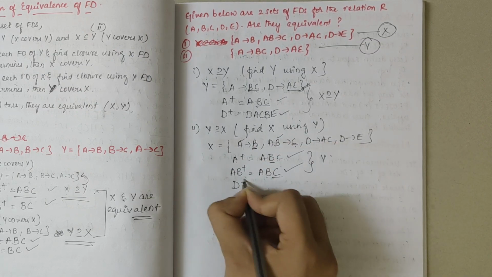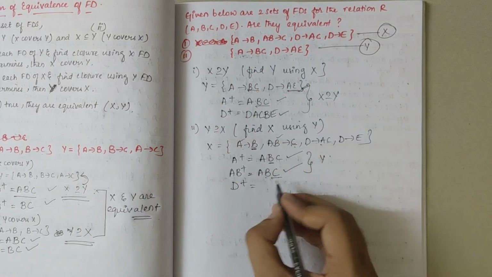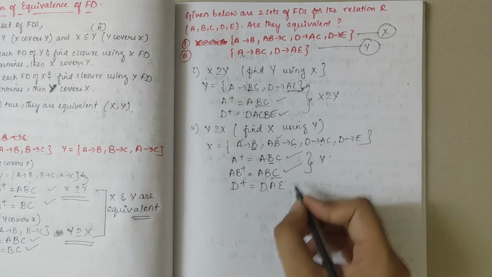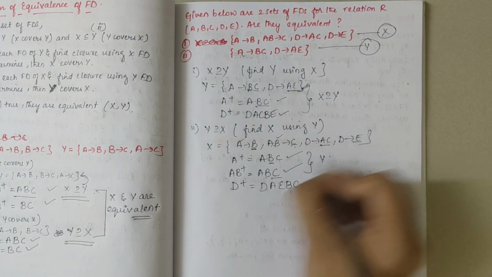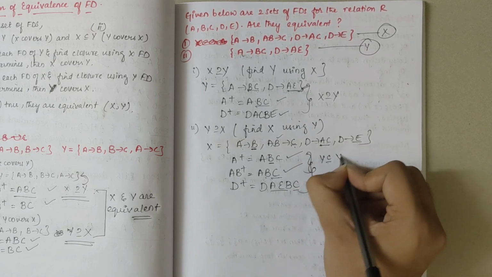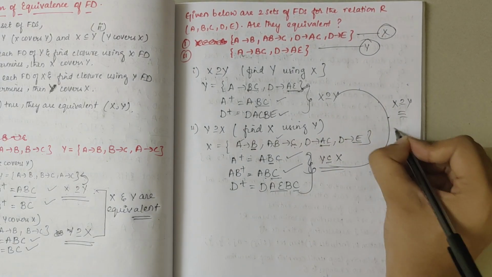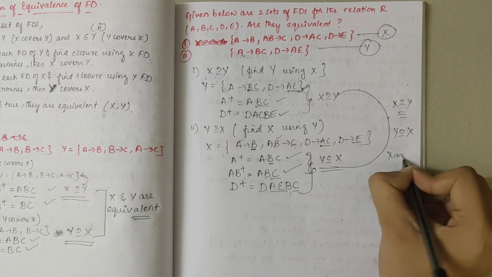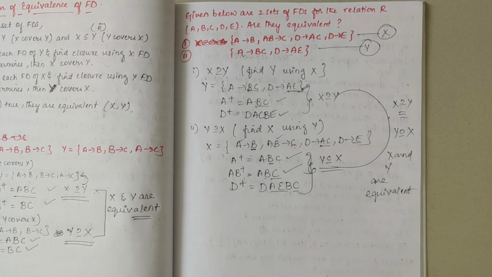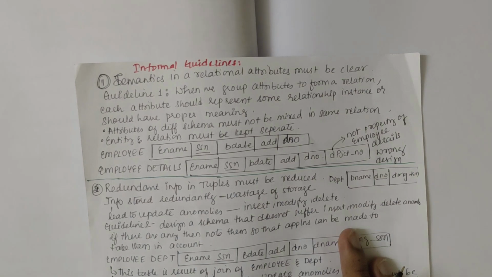Now I'll check for D. D closure if I write, I should get ACE. Let's check if I get ACE from Y. So D closure is D first. For D I get AE and A determines B and C. I wanted ACE, I've got AEC. So considering this entire thing I can say Y covers X. So considering these two I'll say that X and Y are equivalent. So here we are done with the equivalence topic.